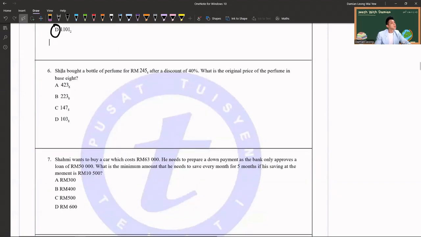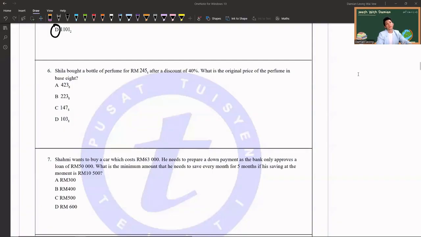Question 6. Sheila bought a bottle of perfume for 245 base 8 ringgit after a discount of 40%. What is the original price of the perfume in base 8? So I just want to keep it in base 8. So I just need to figure out after a discount of 40% what it would be.